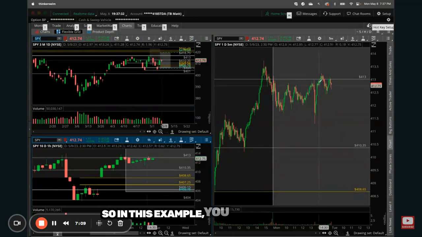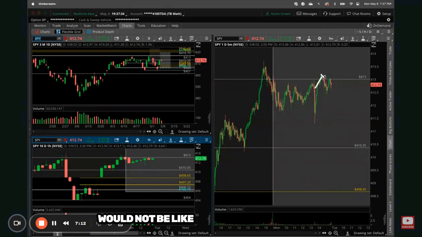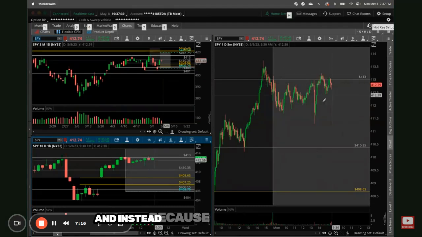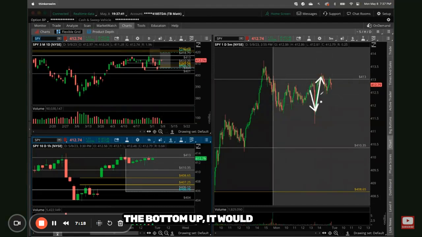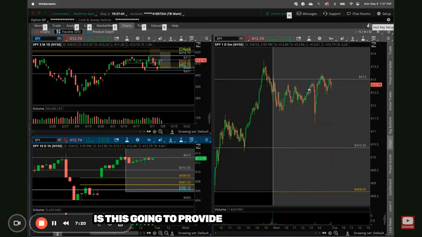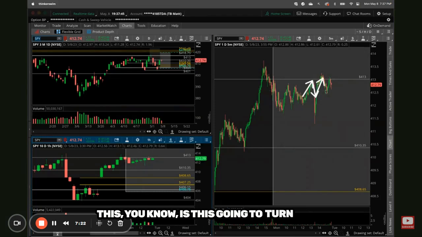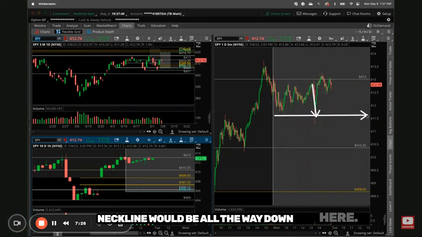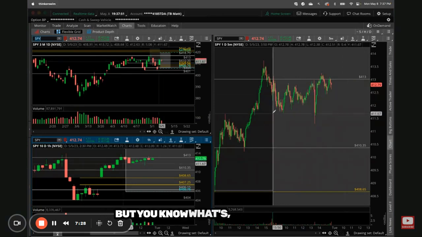So in this example, this break through would not be a long entry to go long SPYs here on the break of the level. Instead, because we're testing it from the bottom up, it would be, okay, is this going to provide resistance, right? Is this going to turn into a double top? That's a really bad example because the liquidation break neckline would be all the way down here. But what's a good example?